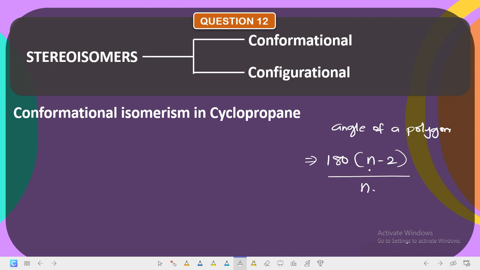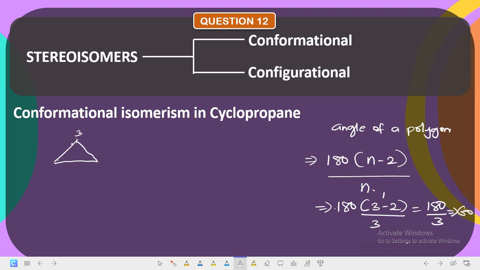So, if we are talking about cyclopropane, how many angles are here? 3. Are you getting it now? 1, 2, 3. So it means n is equal to 3. Is that not so? So if you substitute this in, what will it become? 180 bracket 3 minus 2 all over 3. And 3 minus 2 is 1. 180 times 1 is 180, divided by 3. And 180 divided by 3 will give us 60. So it means that each angle of the cyclopropane is 60 degrees. Are you getting it now?